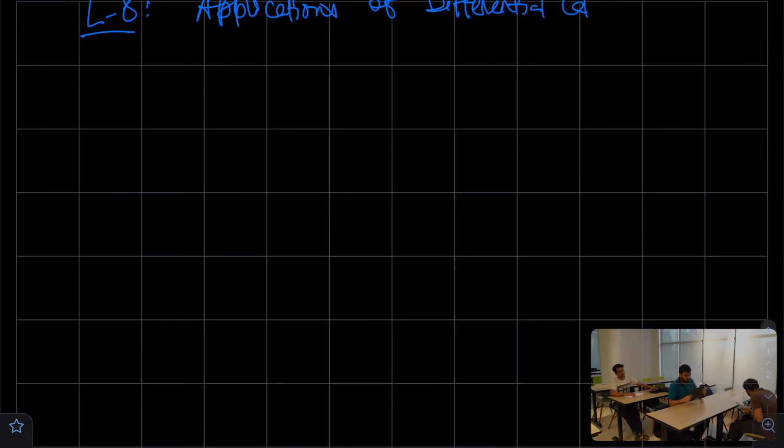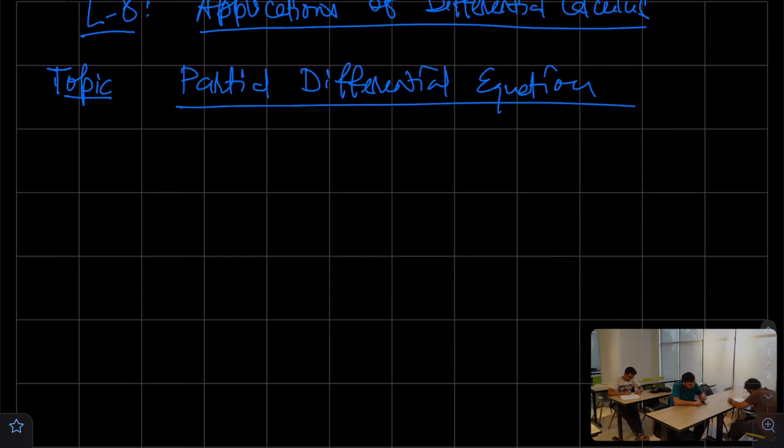Differential calculus. Okay, so the first few things is that it has applications in PDE, meaning partial differential equations. So this is our heading, and the first thing is this PDE. So the topic is PDE, partial differential equation. Okay, so that's the first application of differential calculus.